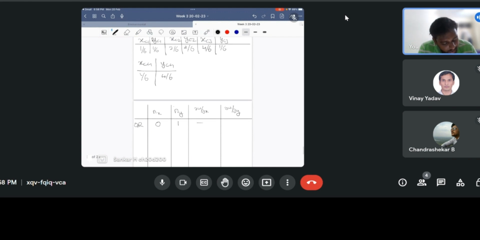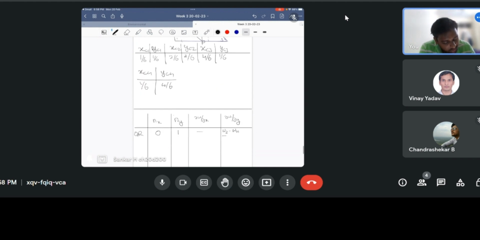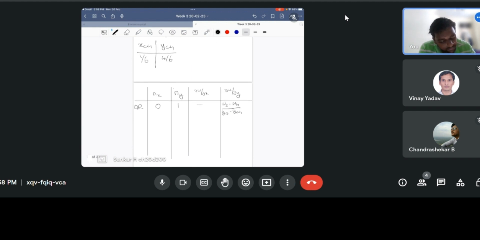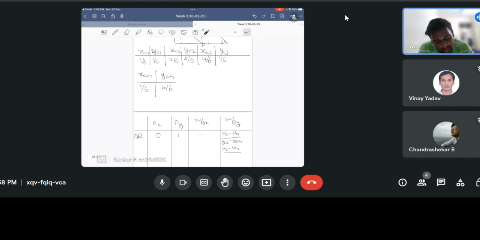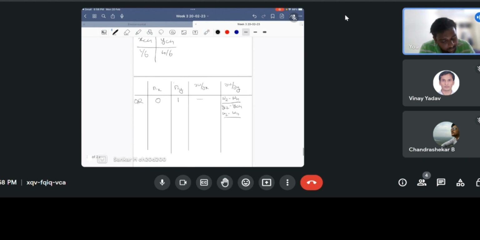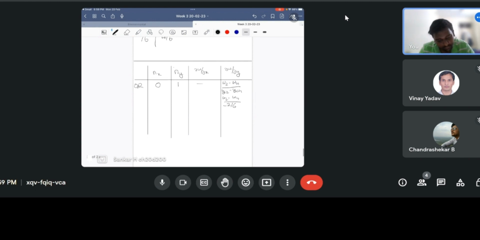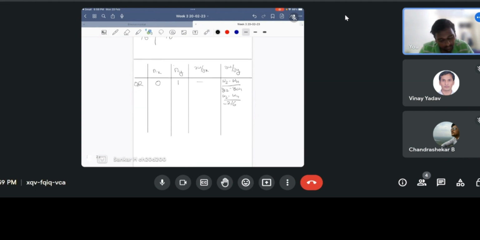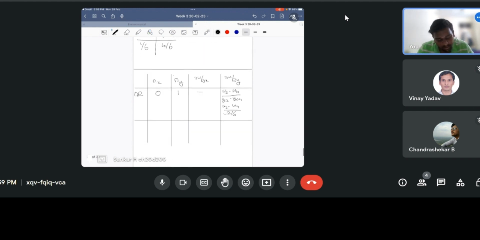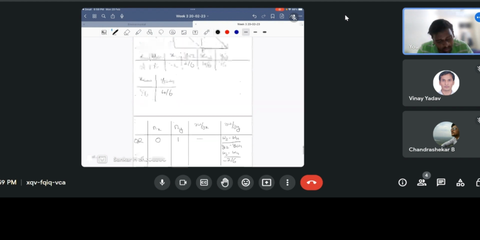Therefore, ∂W/∂Y is given by W2 minus, that would be cell number 4, W4 by YC2 minus YC4. And we know that YC2 is 2 by 6 and YC4 is 4 by 6. So YC2 minus YC4 would be minus 2 by 6. Next we have the line RP.